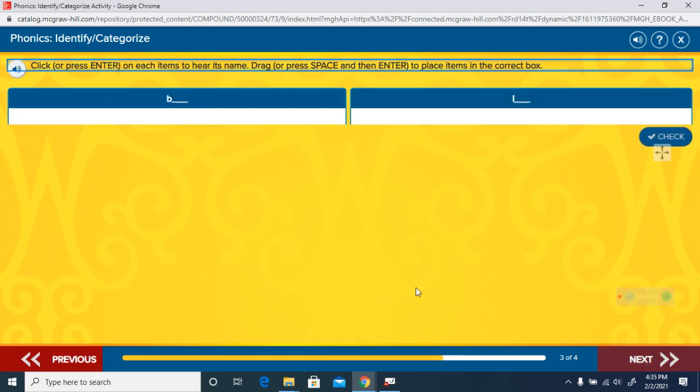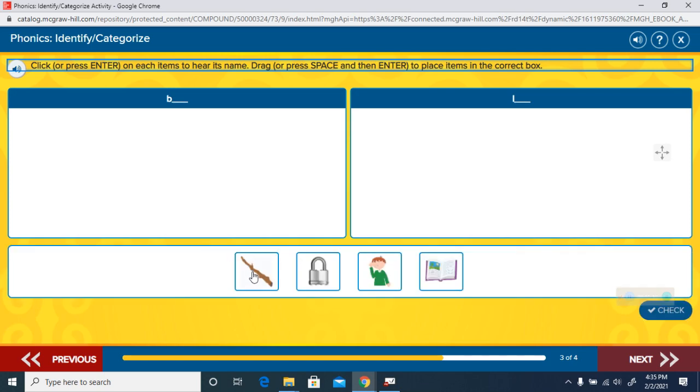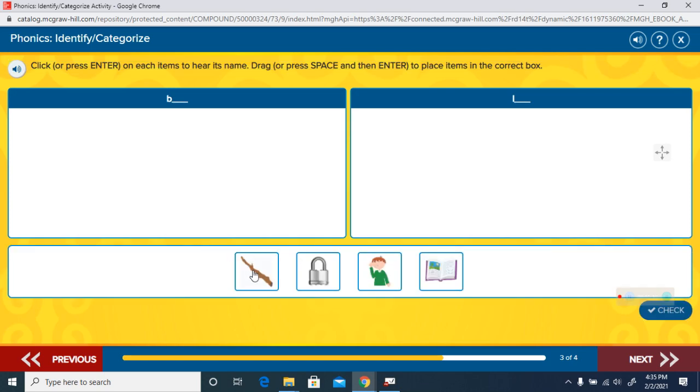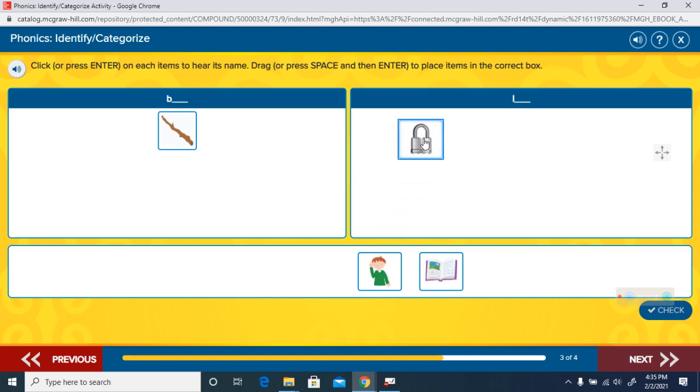Fantastic. Look at these. Branch. Does branch begin with the B or L? Branch begins with the B, so it goes on this side. Lock. What sound does lock begin with? Lock begins with the L sound. It goes on over here.